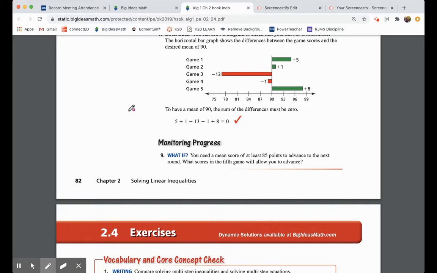So again, those scores are 95. Sorry, it's hard to write with my finger. 91, 77, and 89. That's the other 4 scores. So you're trying to figure out what score you need in the 5th game to give you an average of at least 85 points. So work that one out, and then I'll work it out for you.